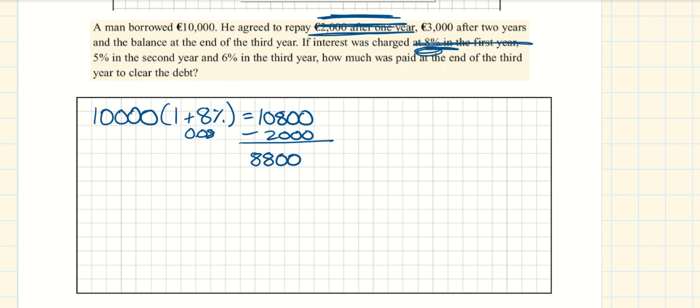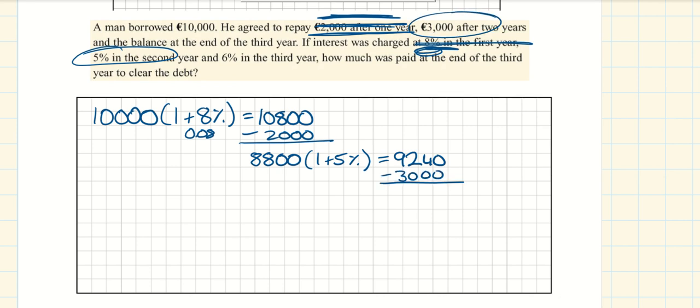Right, year 2 then, he's starting with 8,800 and he's getting charged 5%. So 8,800 times 1 plus 5% is going to give us 9,240, and then he's repaying 3,000 euro. So minus 3,000, we're going to get 6,240. So that's year 2 done. And then finally, we have 6% in the third year. So that's going to be multiplied by 1 plus 6%.